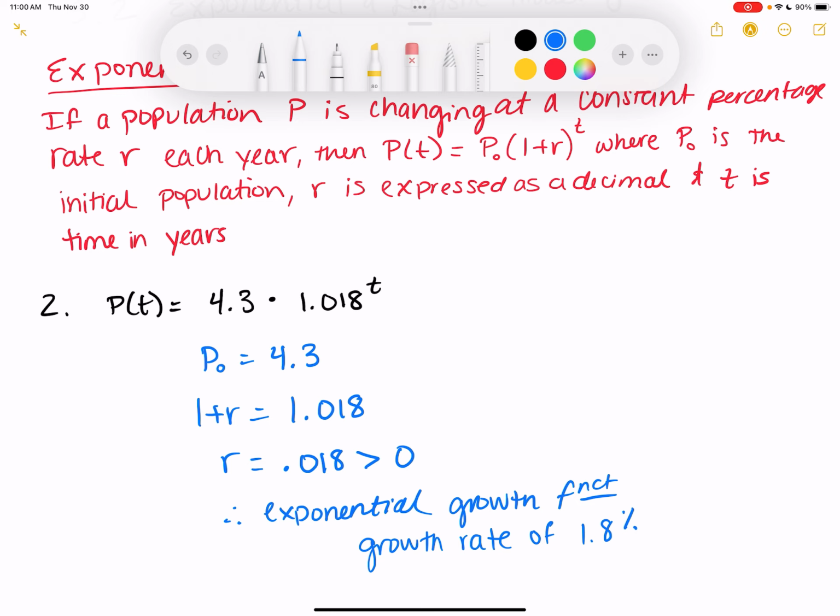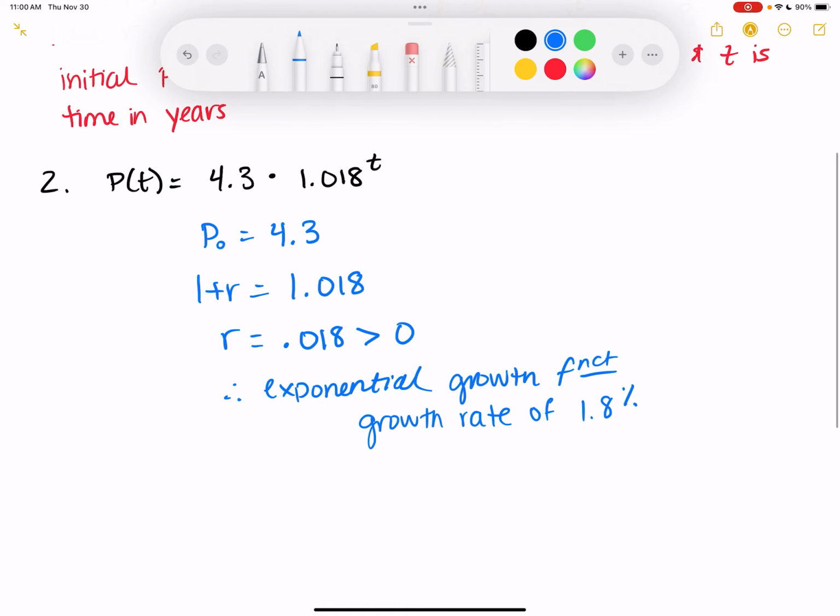Now, if our R value comes out to be less than 0, it would be decay. So that's not really in the notes, but it kind of just comes up as we go. So, anyways, let's see another one.